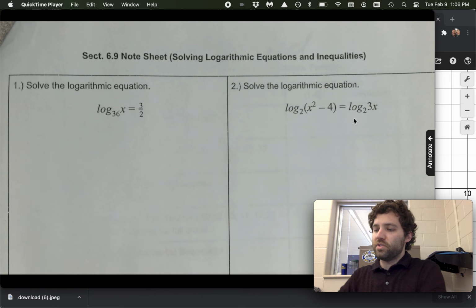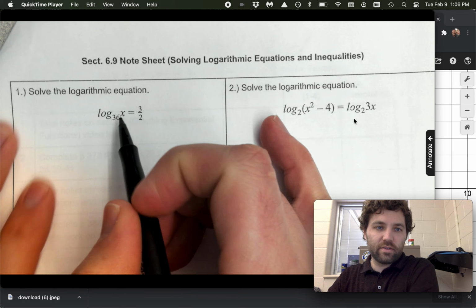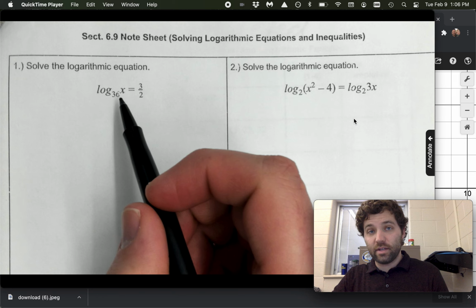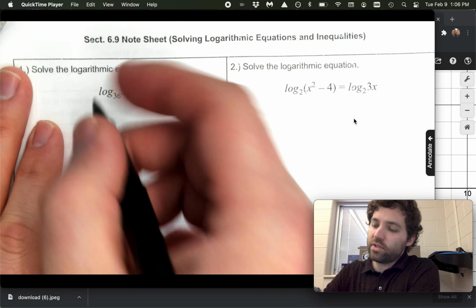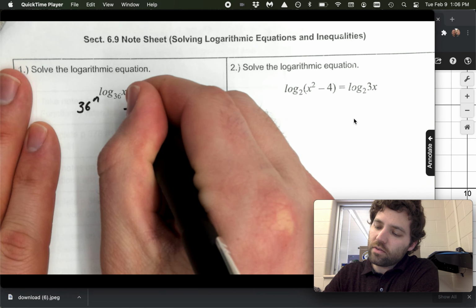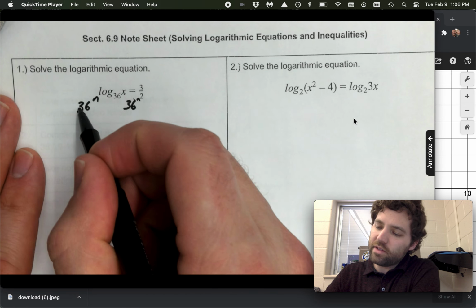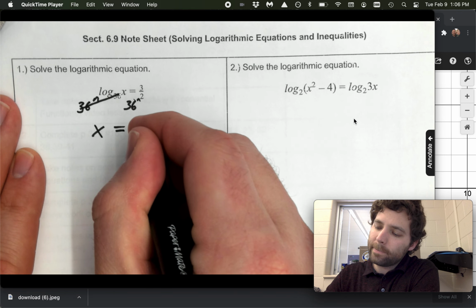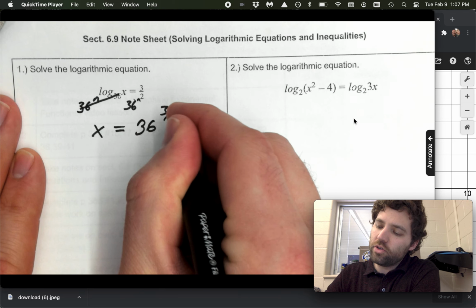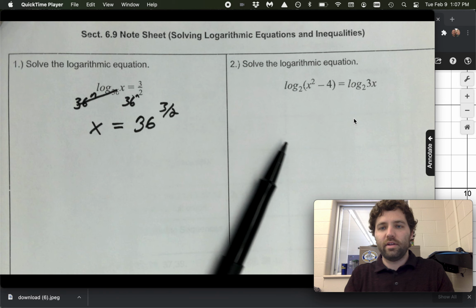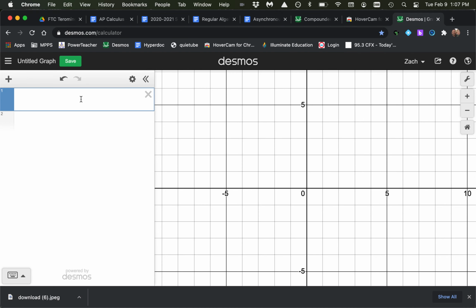So if I have a log base 36, I can undo that logarithm by doing its inverse because I'm trying to get x by itself, right? So I can do what's called exponentiating. So I can take 36 raised to the left, 36 raised to the right. And what I end up with is, these are inverses of each other. I get x equals 36 to the 3 over 2. That turns out to be the square root of 36 cubed. But in Desmos or in your graphing calculator, you can just type in 36 raised to the 3 over 2.